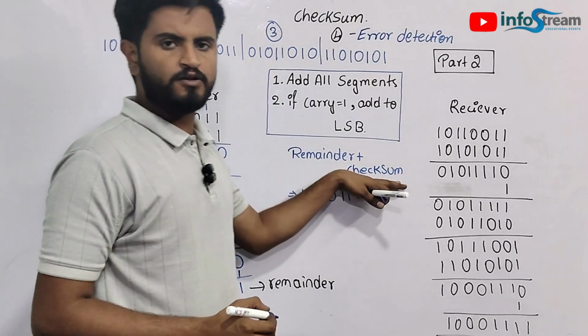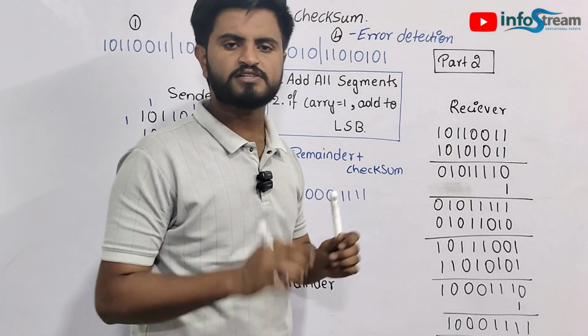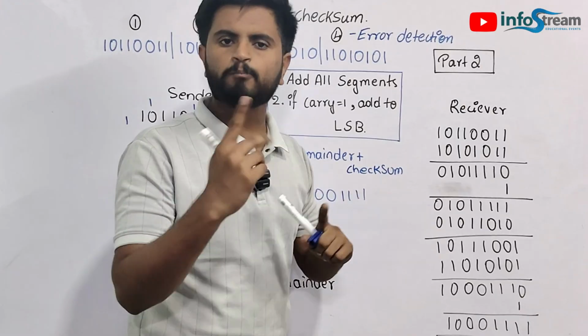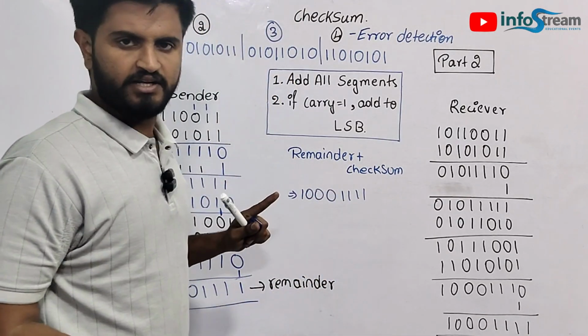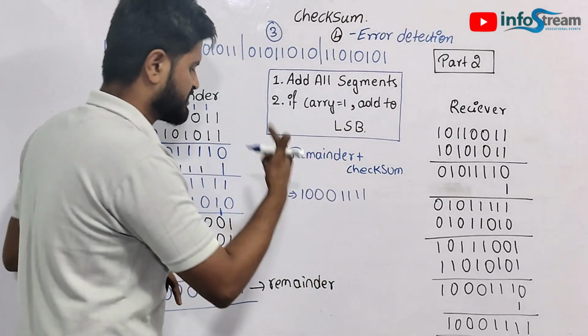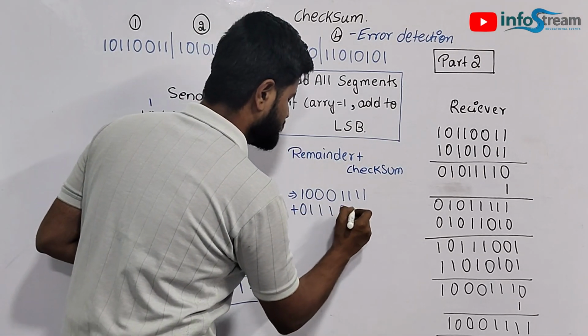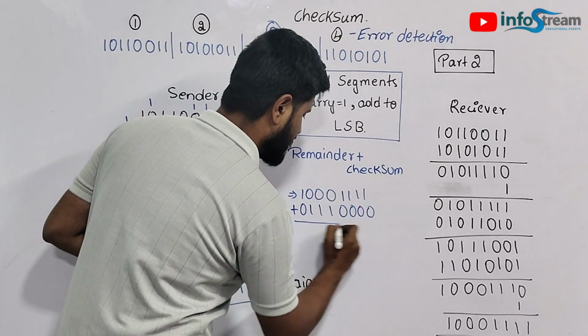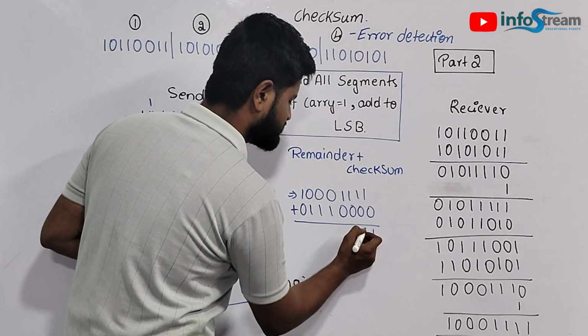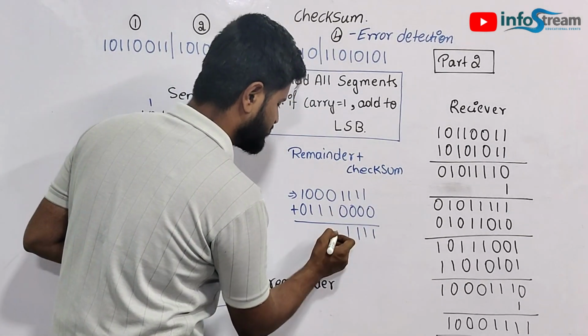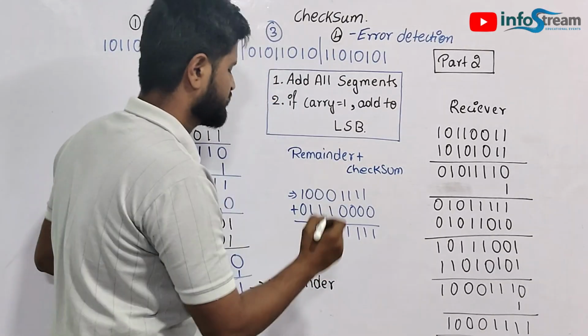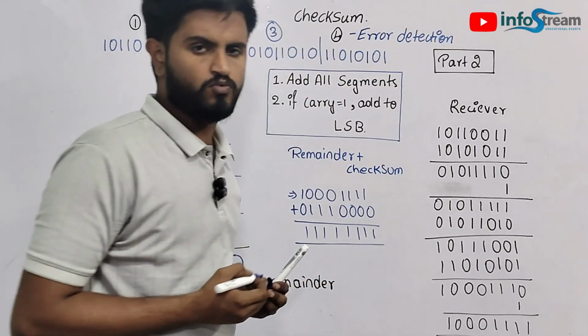But we don't know the value of the checksum. What is the checksum? It is the complement of the remainder. That is, 0 will become 1, 1 will become 0, 0 will become 1 and 1 will become 0. Now if you add, 1 plus 0 will be 1, 1 plus 0 will be 1, 1, 1, 0 plus 1 will be 1, 1, 1, 1. So you got the sum equal to all 1s.